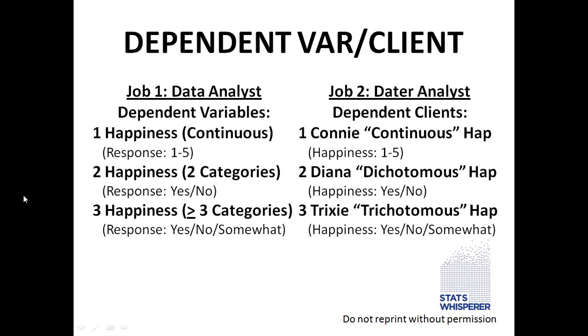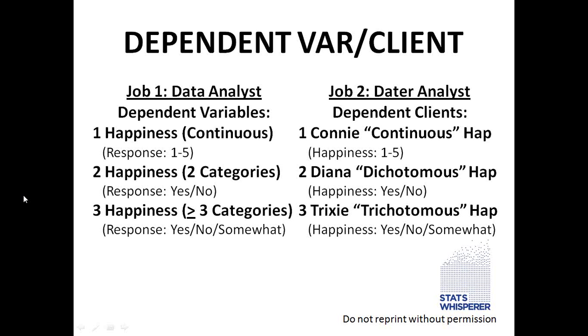And actually the independent variables will predict the dependent variable differently, even if it's the same construct, depending on how it's structured. For example, education might be related to happiness on a continuous scale, but education might not be related to happiness when it's yes, no, two categories. It's very interesting. And then our third dependent variable is happiness with 3 or more categories. We have happiness, 3 categories: yes, no, somewhat.